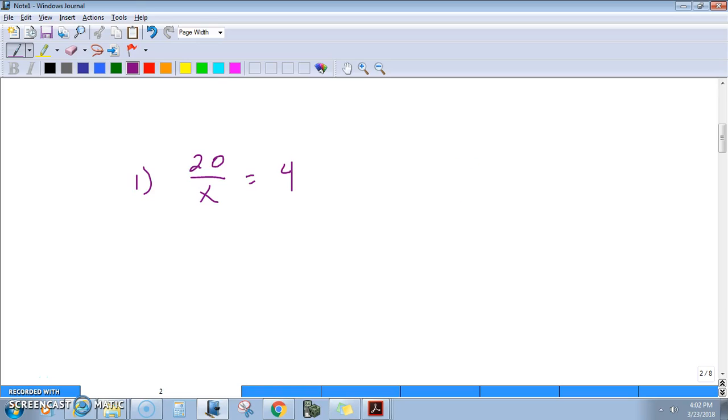Hey guys, I know it sucks having homework over break, but hopefully this will make it a little bit better. There's only 3 questions, and we are just solving for rational functions and making sure that none of those are restricted answers. So number 1 says 20 over x equals 4.